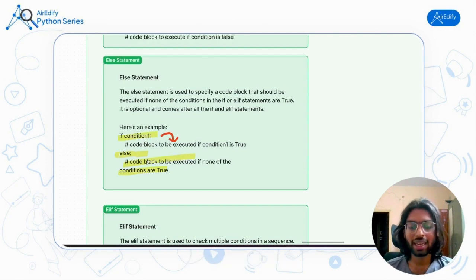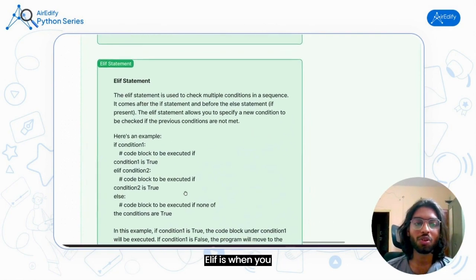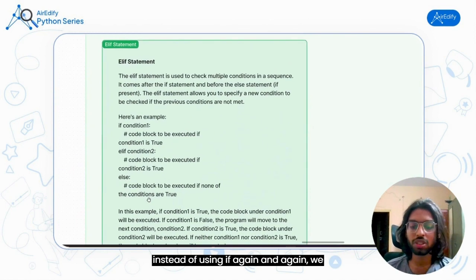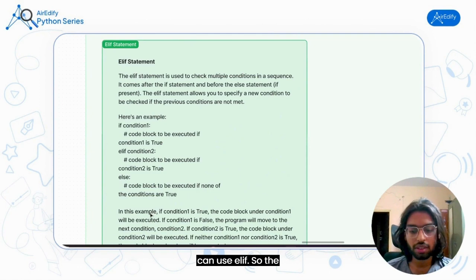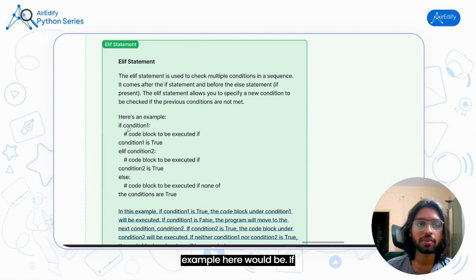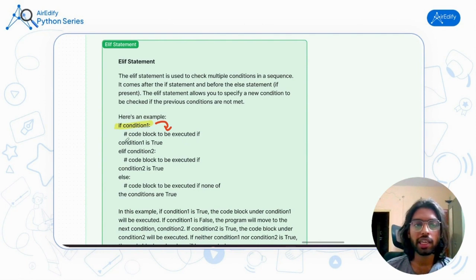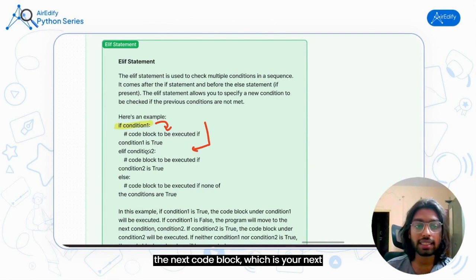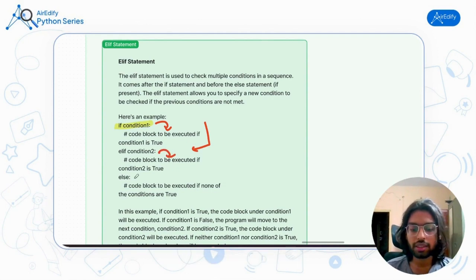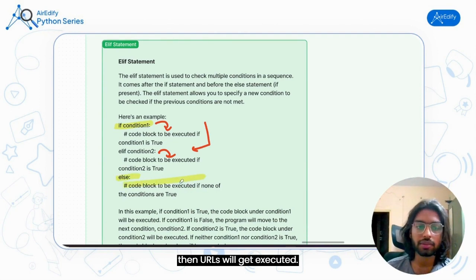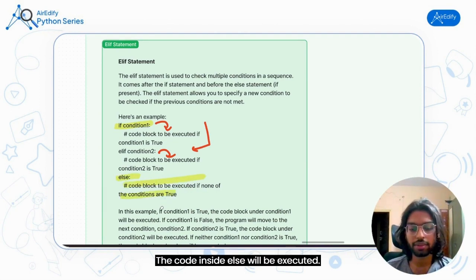Now what is elif? Elif is when you want to use multiple statements. So instead of using if again and again, we can use elif. The example here would be if condition 1. If condition 1 is true, this code block would execute. If it is false, it will move on to the next code block, which is your next elif condition. If this is true, the code inside it would execute. If this is also false, then the code inside else would be executed.